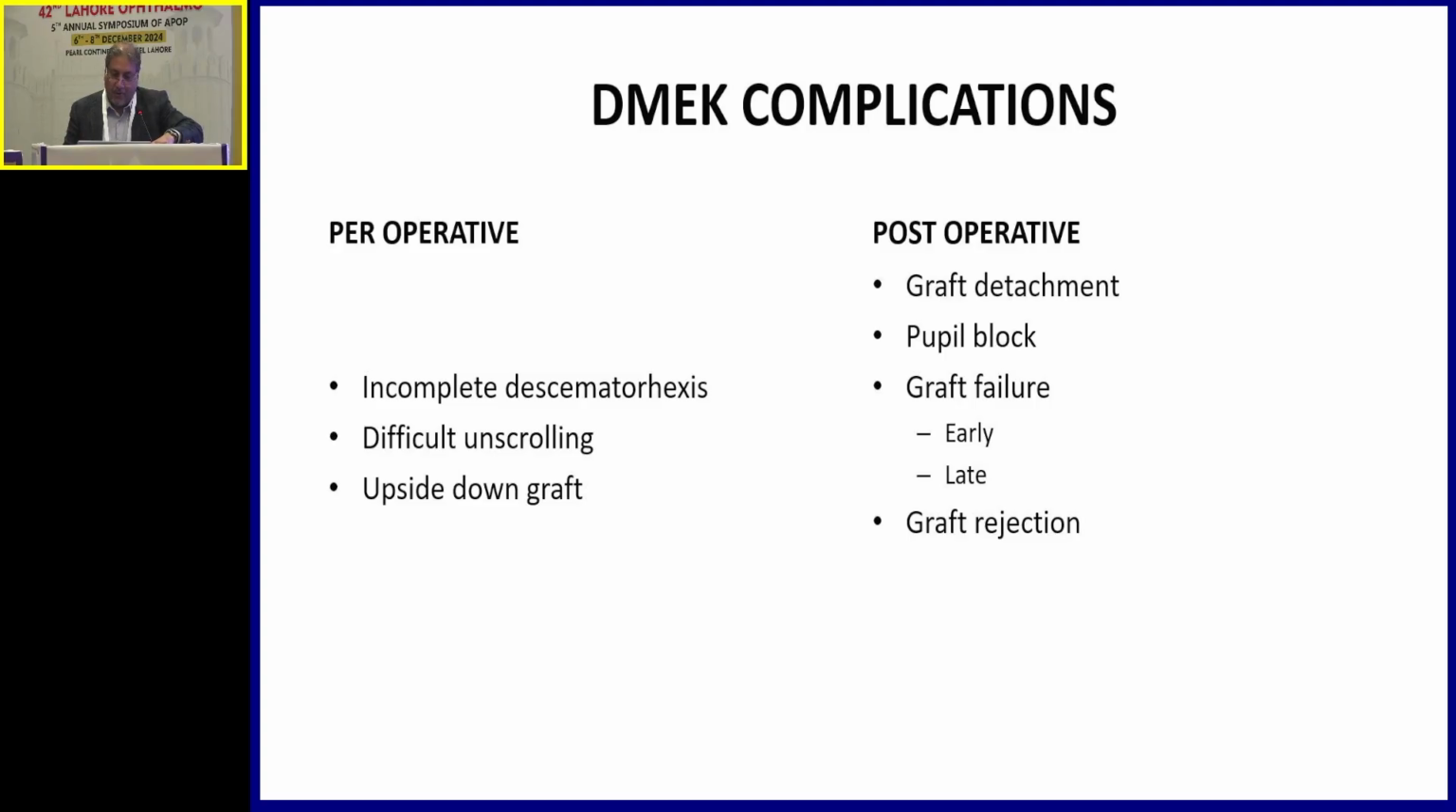There could be pupil block. Inferior iridectomy does actually help prevent pupil block, but I had one patient in which the gas traversed back through the pupil. The next day when I saw the patient again there was a collapse of the anterior chamber, so I had to go under the graft, remove the gas from the pupil margins, and then rebubble this. So we can have graft failure, early or late.